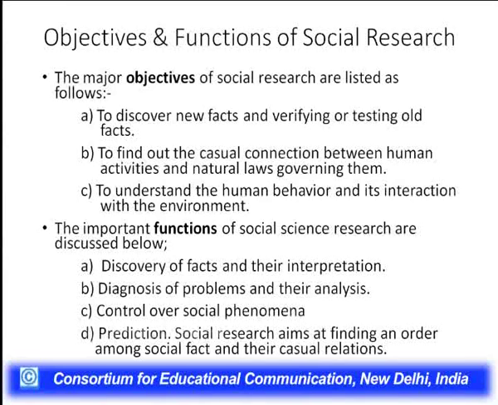Then we try to understand diagnosis of problems and analysis. For instance, if we are trying to research why there is an increase in communal violence in the country, we need to research the role of religion, to understand the interrelation between religion and politics, in order to diagnose the problem of increasing communal violence in a country like India. The third function is control over social phenomena. The fourth is prediction. Social research aims at finding an order among social facts and their causal relation. That is to say, we try to understand society as a whole, and each part is interrelated. That is a part and whole relation.